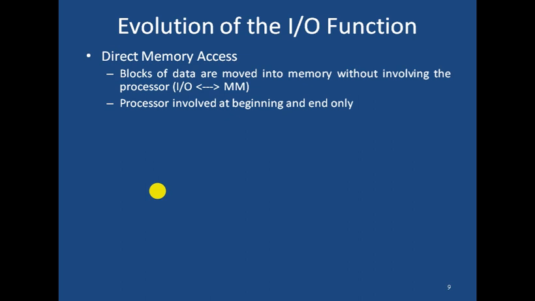Then direct memory access. In direct memory access, there is always communication between the I/O device and main memory. Here the processor is involved at the beginning and end only. In between, the I/O module communicates with the main memory for sending or receiving data.